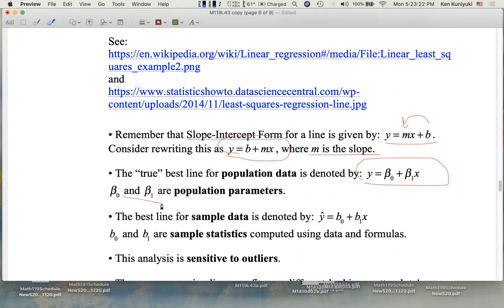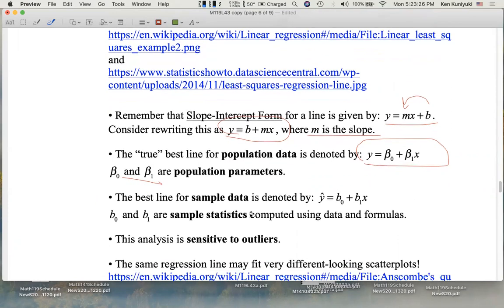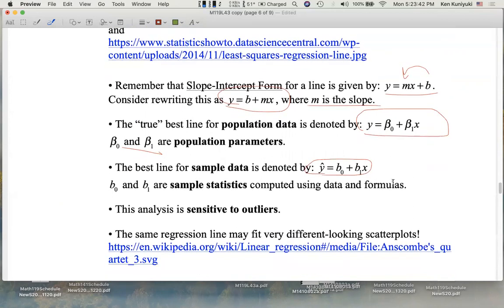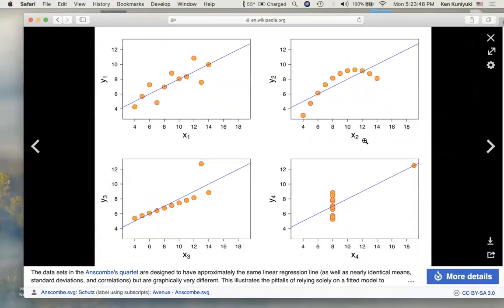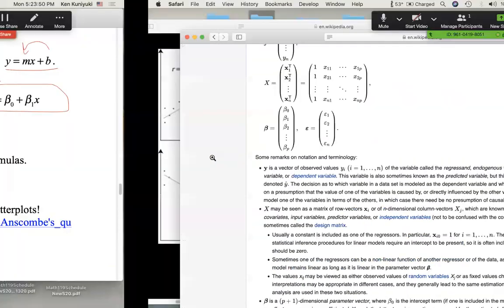Beta naught and beta 1 are population parameters. And those can be estimated by sample statistics, b naught and b1. Y hat equals b naught plus b1x. This is the sample linear regression line, as opposed to the population linear regression line. Again, this analysis is sensitive to outliers, and the regression line may fit to a variety of different scatter plots.